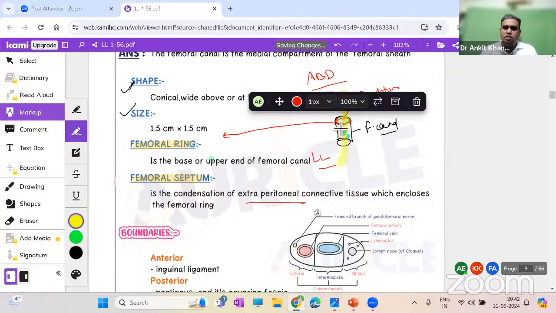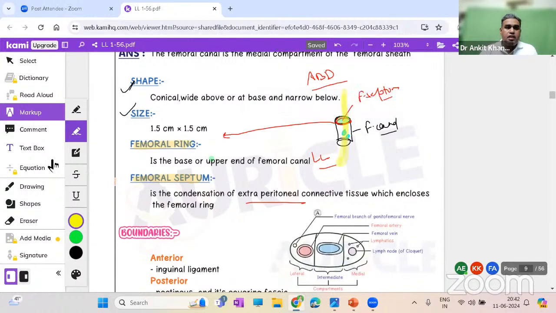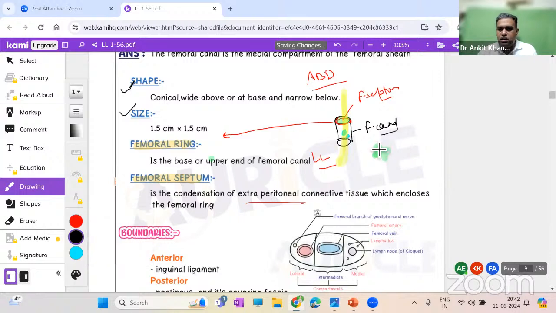As simple as that. Therefore, you need to know the boundaries of the canal. Why do we need to know the boundaries of the canal? Because once the hernia is developed, what is the treatment? You have to go for surgery. You have to ask the patient to kindly go for surgery. While doing surgery, you should know the boundaries.